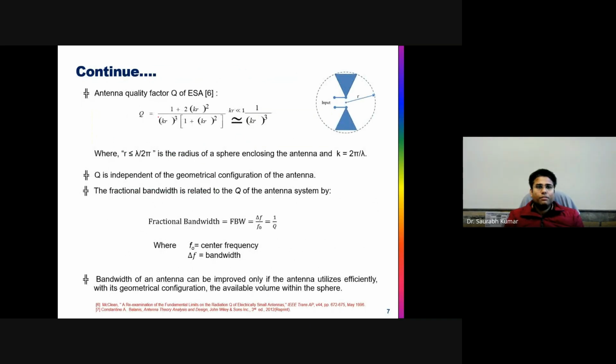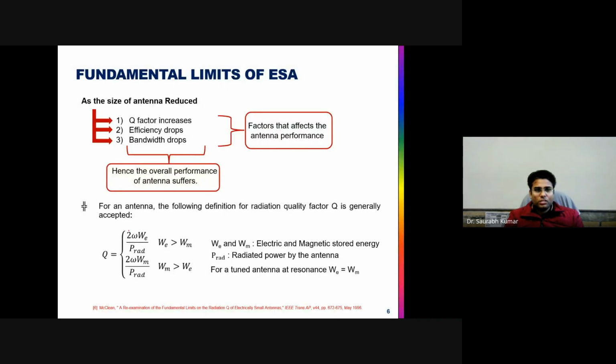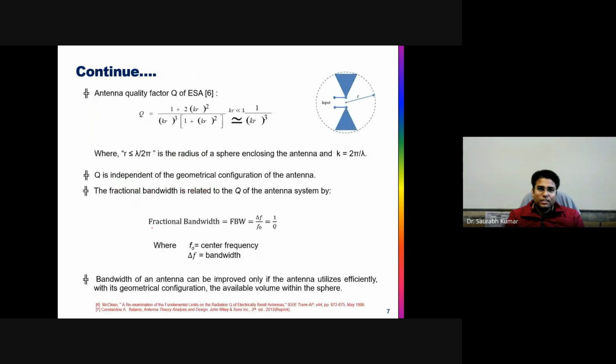Now, you will see how this quality factor relates the antenna's stored and radiated energy. This equation was taken from McLean, and it is the fundamental limit of the electrically small antenna. It relates that the quality factor is inversely proportional to the maximum linear dimension of your dipole antenna. Let's say it is Q.